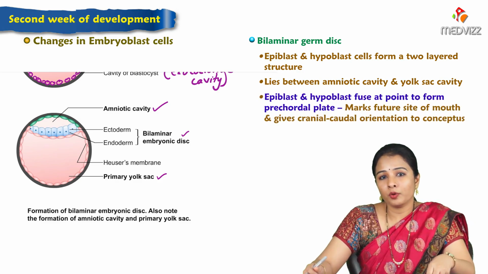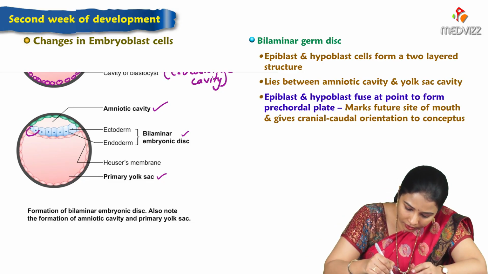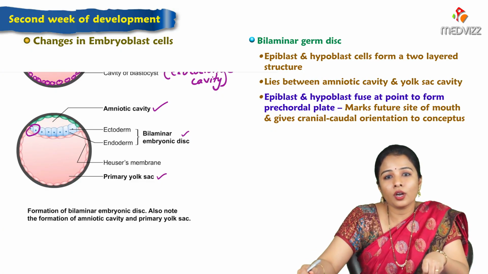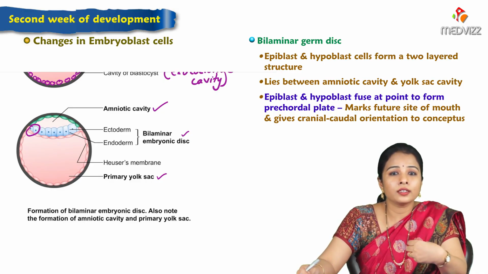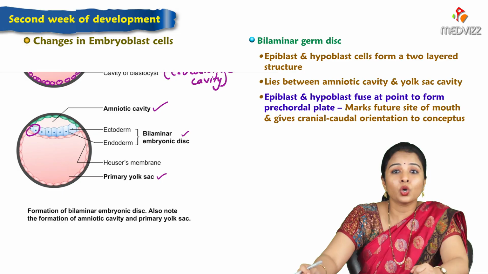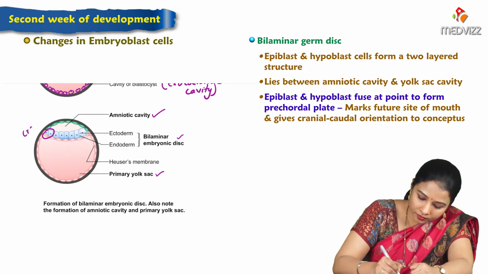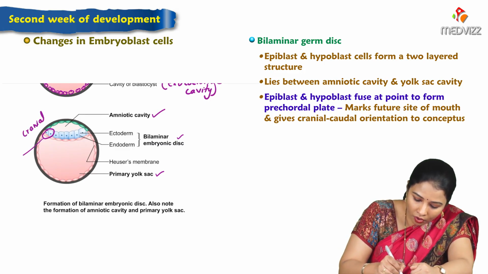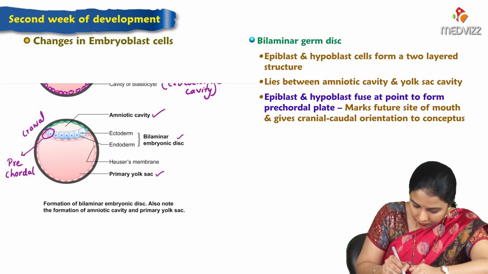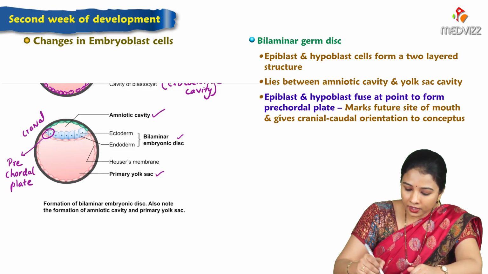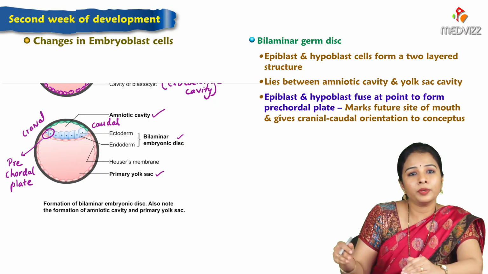The epiblast and hypoblast fuse at a point. So if we see the bilaminar germ disc, they fuse at one point, which is called as prechordal plate, which marks the future site of mouth and gives cranial caudal orientation to conceptus. So now we can say the conceptus, this is the cranial end where we see the formation of prechordal plate. So this is the cranial side. Now the other side is the caudal side of the developing conceptus.